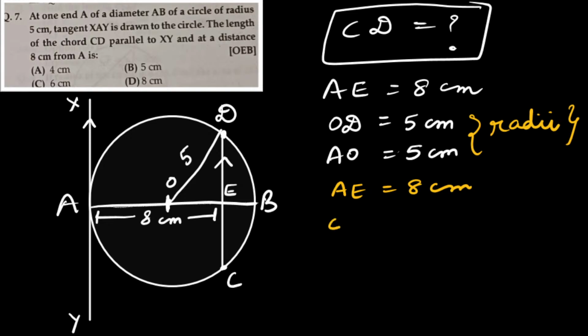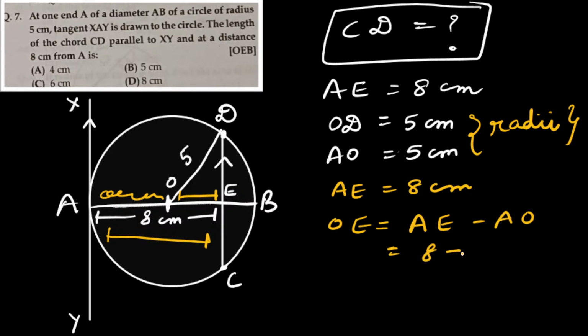So here I can find OE. What will be the length of OE? From the total AE, I can subtract AO. From the total length, if I subtract this part, I'll get OE. So this is equal to 8 minus 5, which is 3 centimeter. OE is equal to 3 centimeter. By subtraction, I have found it.